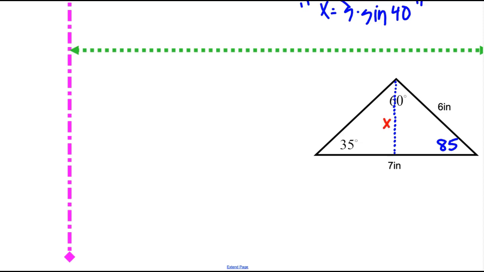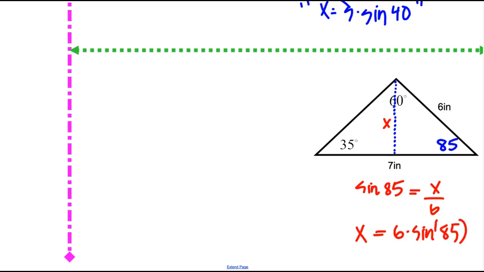So then our height again is going to be the sine of 85 degrees over x is equal to, or sorry, I'm jumping the gun a little bit. Sine of 85 degrees is equal to x over 6. So then x is equal to 6 times the sine of 85. I know there's a formula for this on the other page, but unless you have a formula sheet, which sometimes you do on some of the tests, you'll probably forget it.